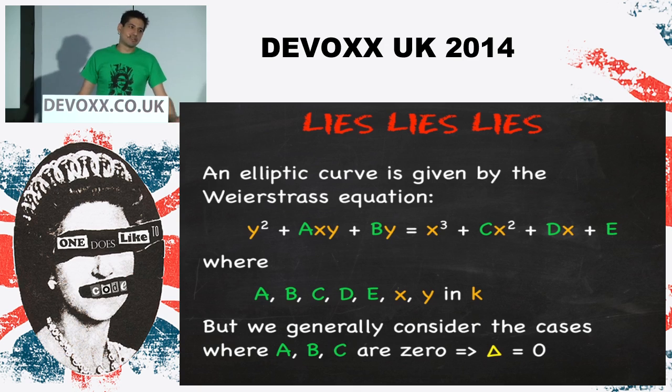All right, I lied. The reality is that we use far more complex representations, but the one that I've just shown you is nice and simple, and so we're going to stick with that. You will see other versions in other bits of text on the internet. But again, we always consider the case where the discriminant is non-zero.